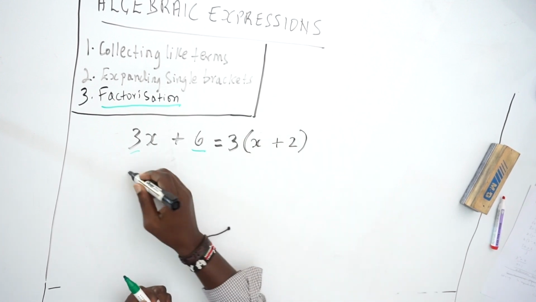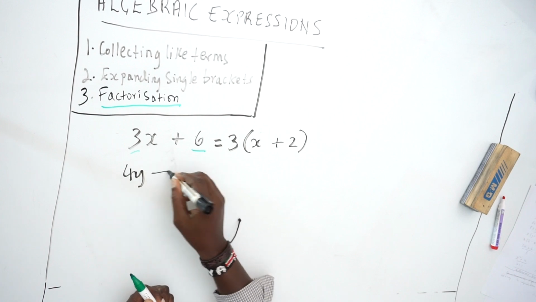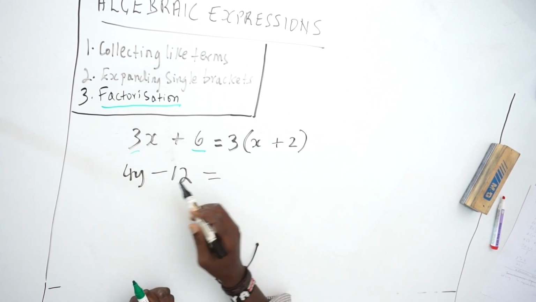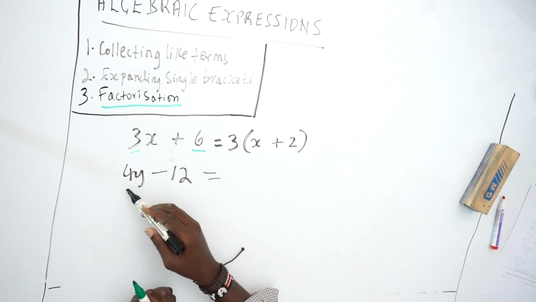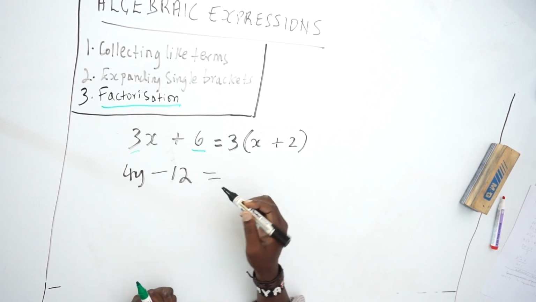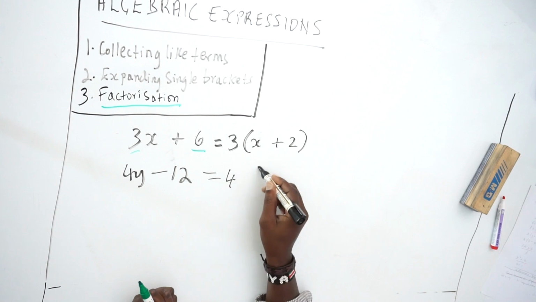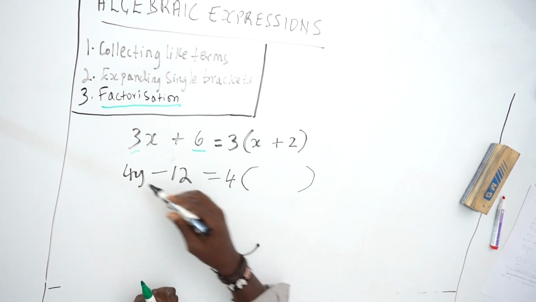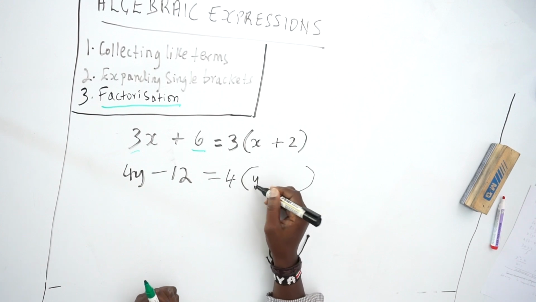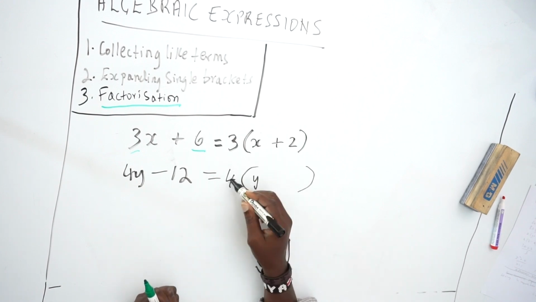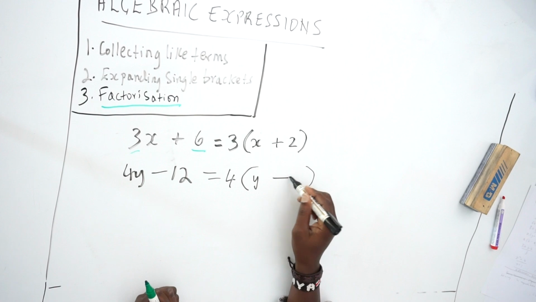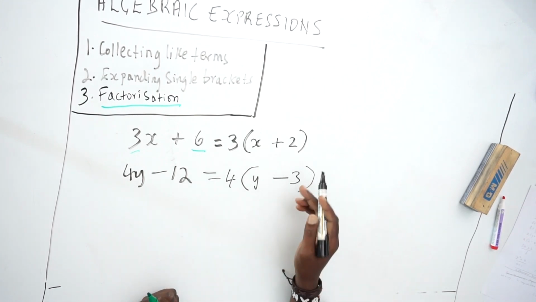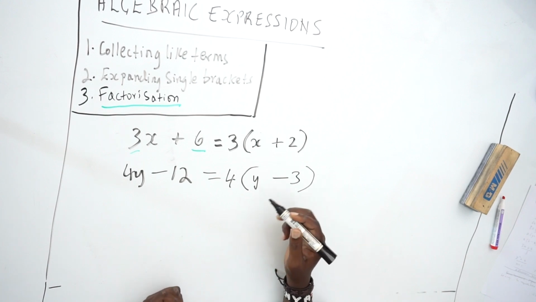Okay? Another example, 4y minus 12. What number can go into 4 and also into 12? The biggest number that can go into 4 and also 12 is the number 4 itself. Put it outside a bracket. Ask yourself, what do you multiply 4 with to get 4y? y itself. What do you multiply 4 with to get minus 12? Minus 3. You have factorized this expression into two brackets.